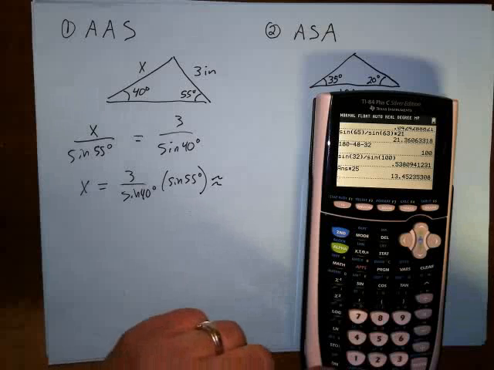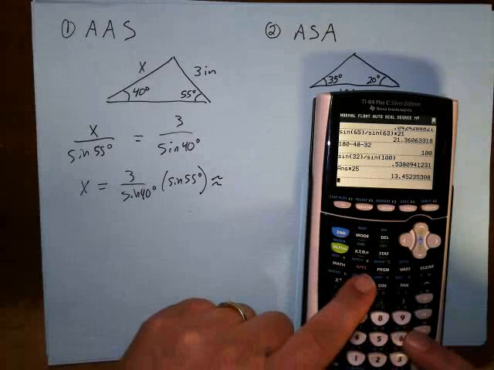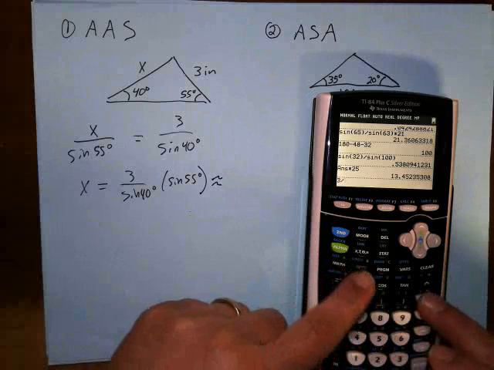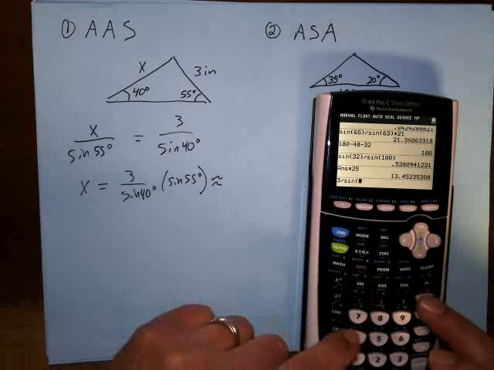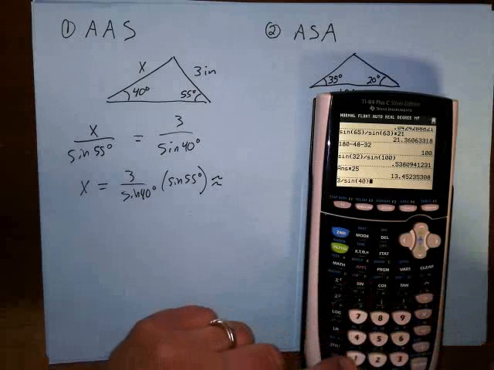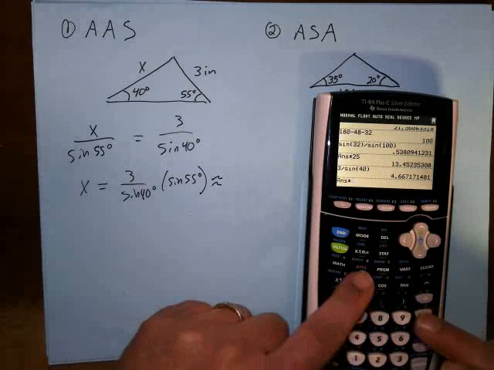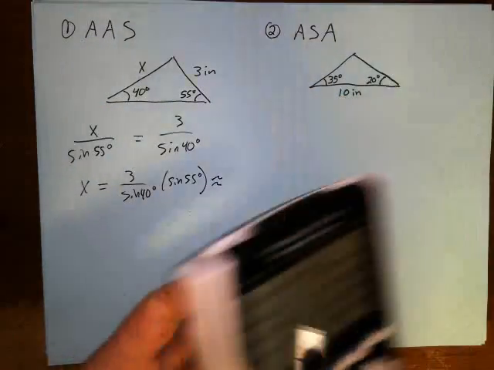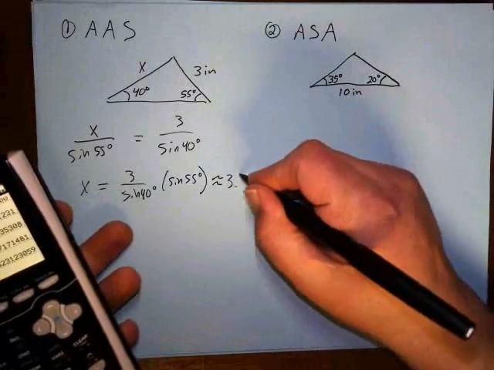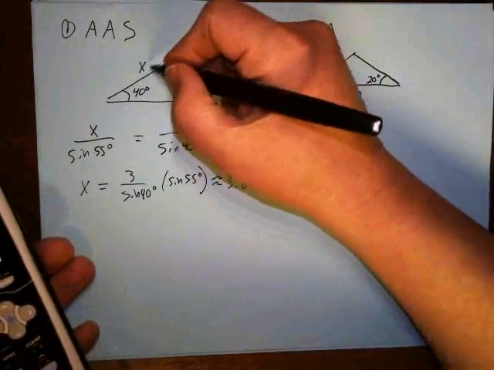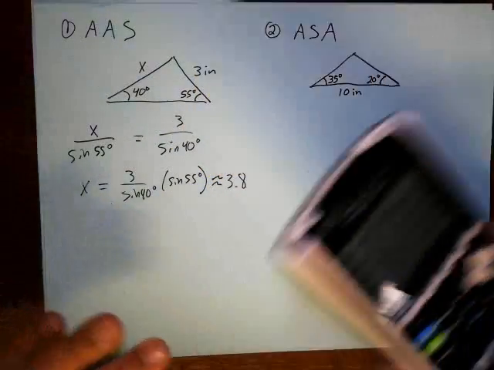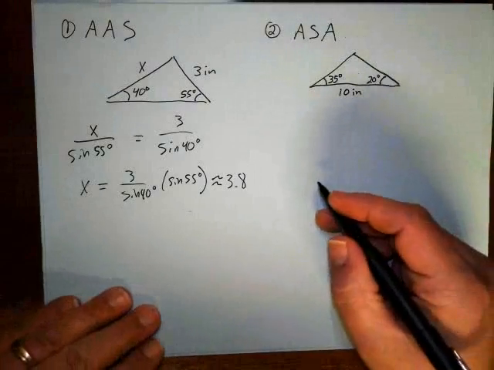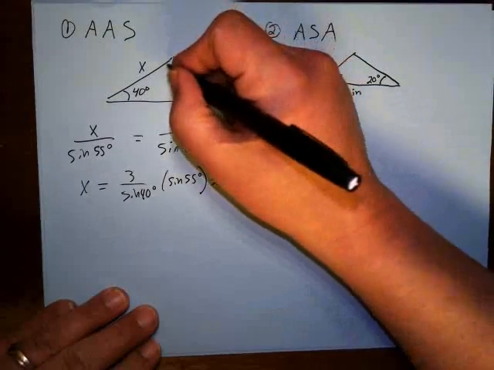Okay, so 3 divided by the sine of 40 degrees times the sine of 55 degrees. And I get like 3.8 here. We'll round to the tenths place. And so what that means is that this side is 3.8. Okay? Now I can continue on and solve the triangle.